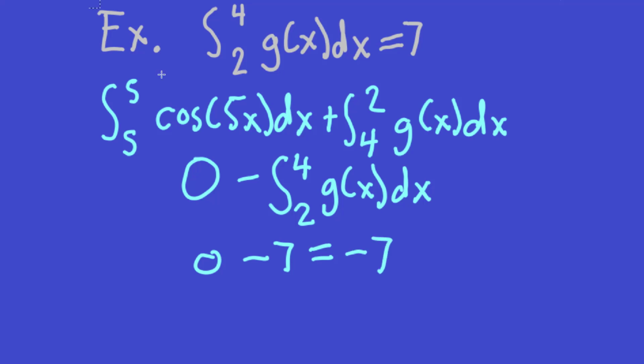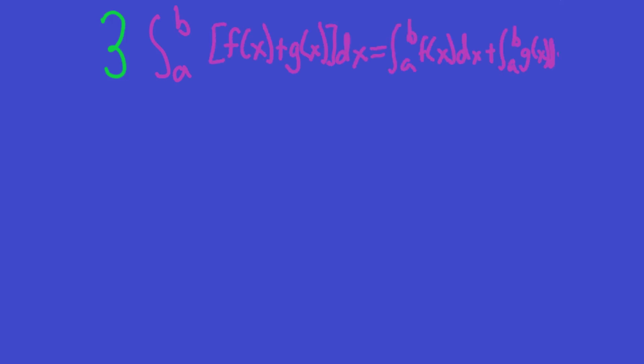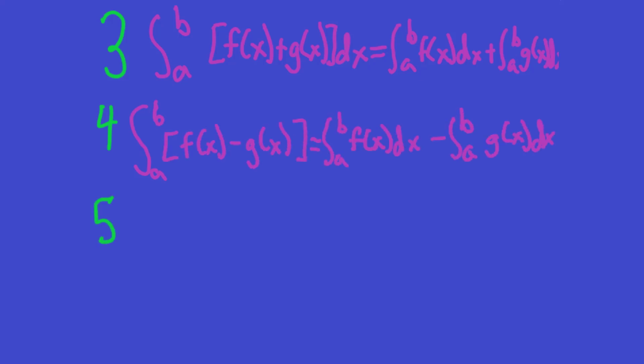The third and fourth property are very similar. Basically, we're just expanding the integral. When it's addition, we just break it up and add the integrals together. When it's subtraction, all we do differently is subtract them. Our fifth property is multiplying by a constant. Basically, we can just put the constant to the outside.